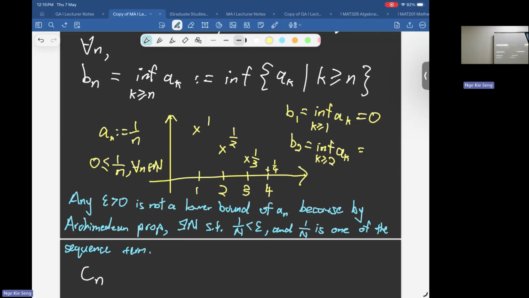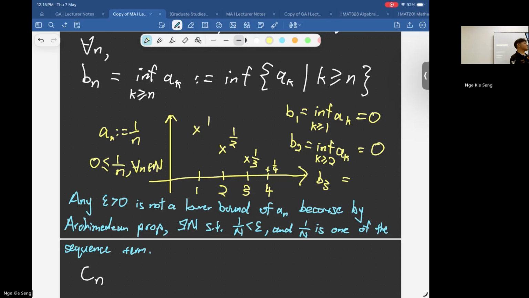If I look at B2, I just look at all the A_k variables, meaning I remove the first term. But then you still have something approaching 0. You still have the greatest lower bound to be 0. This proof doesn't change. Okay, so it's 0.